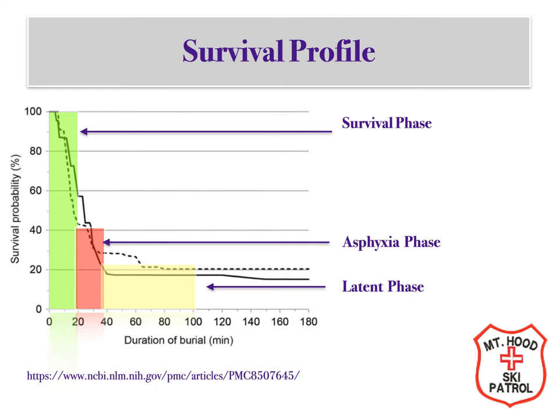When discussing the phases of avalanche death, we refer to the survival phase, the asphyxia phase, and the latent phase. As you can see from this graph, the survival phase is from beginning of burial to about 20 minutes. The asphyxia phase is from 20 minutes to about 40 minutes, and the latency phase is from 40 minutes to 100 minutes. For those who want to dig deeper into this, see the reference article listed at the bottom of this slide. There's been a lot of work done in avalanche emergency care in Europe, and this paper is an excellent review of much of the latest information.